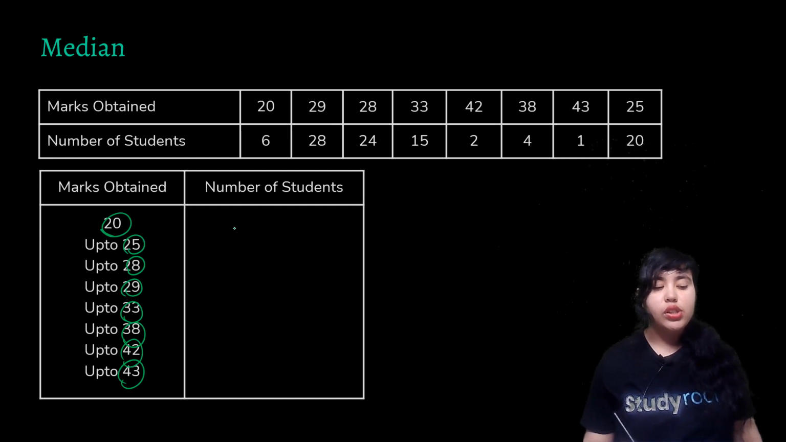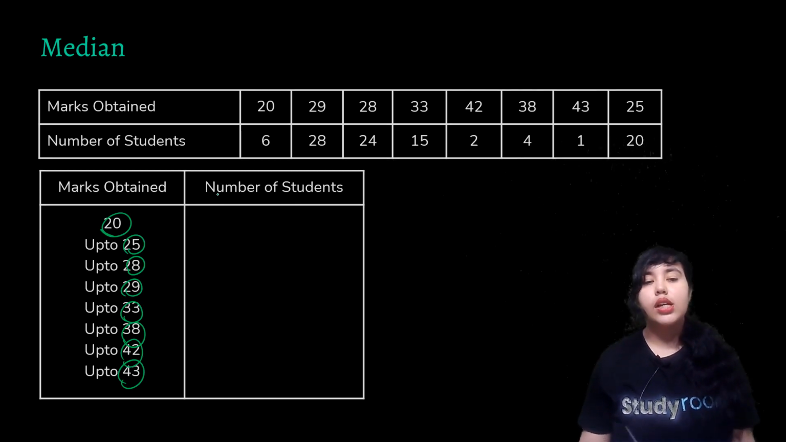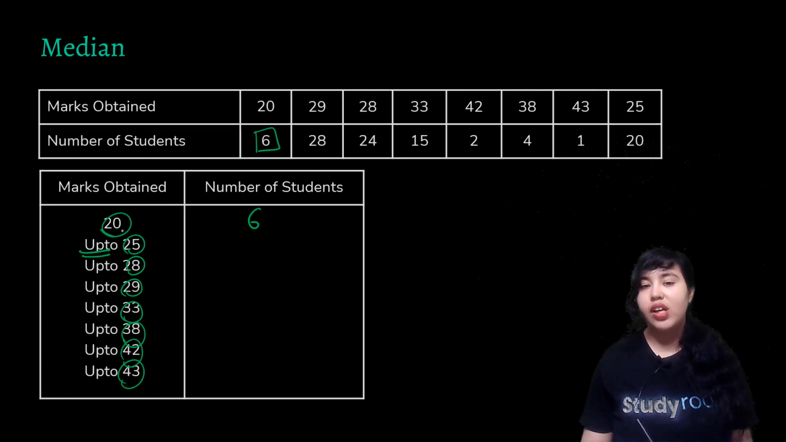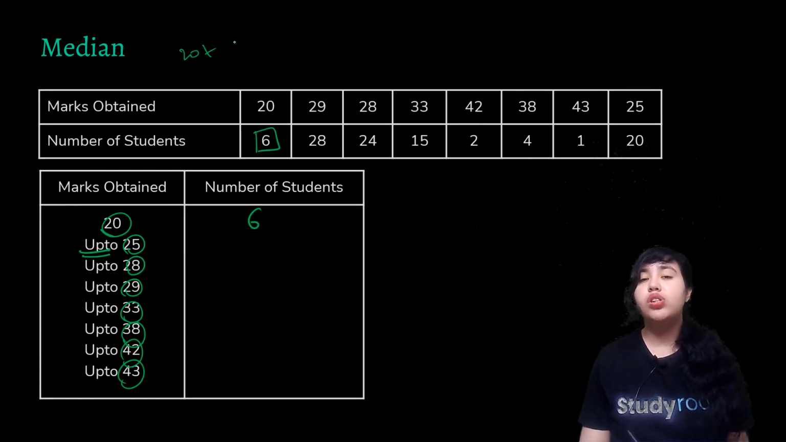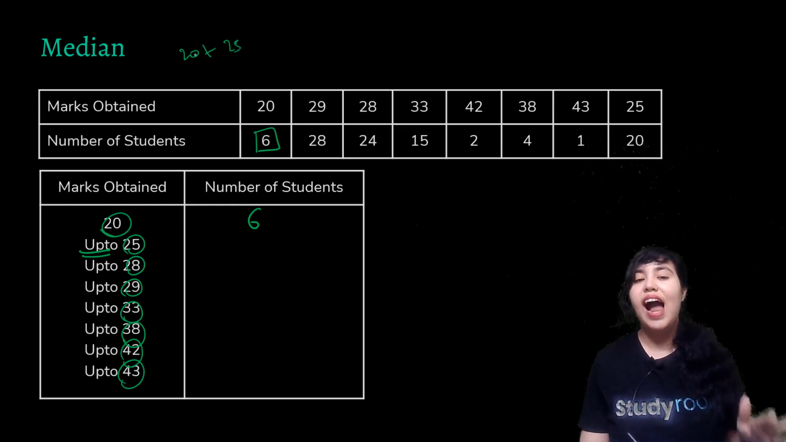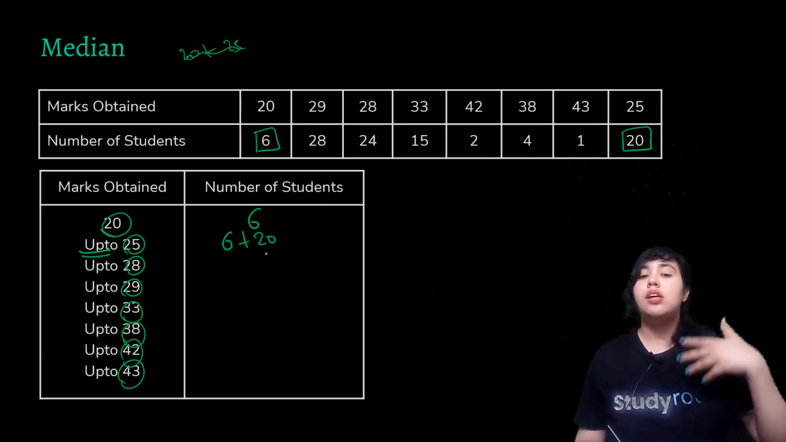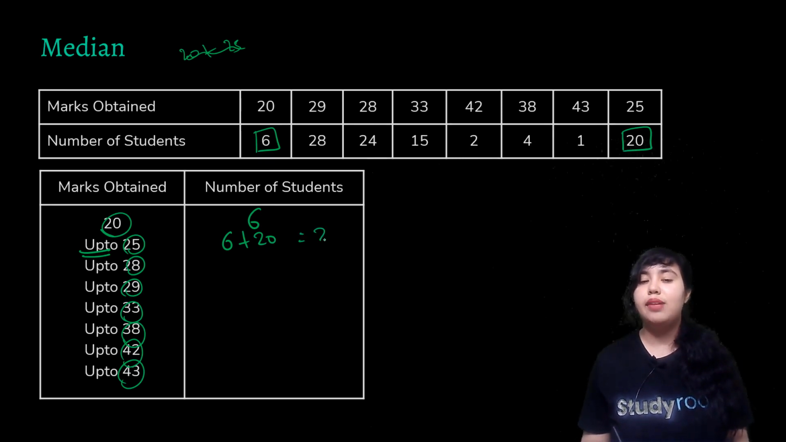Now what you need to do is write down the number of students. So here, 20 marks were scored by how many students? By 6 students. Now here I have said up to 25. So up to 25 means students who scored 20 marks plus students who scored 25 marks. So we'll add both of them. There were 6 students who scored 20 marks, plus how many students scored 25 marks? 20. So here the answer will not be 20 but 20 plus the previous frequency, that is 6. So 20 plus 6, 26.